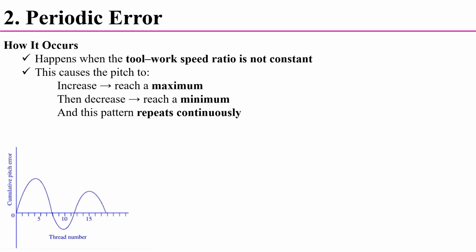Next we will discuss how this periodic error occurs. These errors happen when the tool and work speed ratio is not constant. If you are not maintaining a constant tool speed and work speed ratio, then this error will occur. This causes the pitch to increase up to a maximum value, then decrease until it reaches a minimum value, and this pattern repeats continuously.